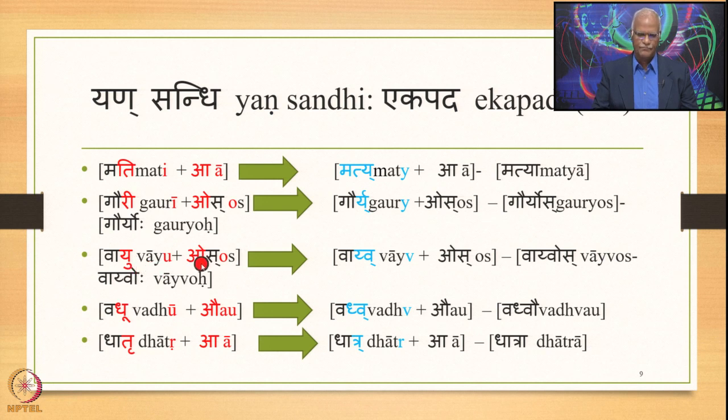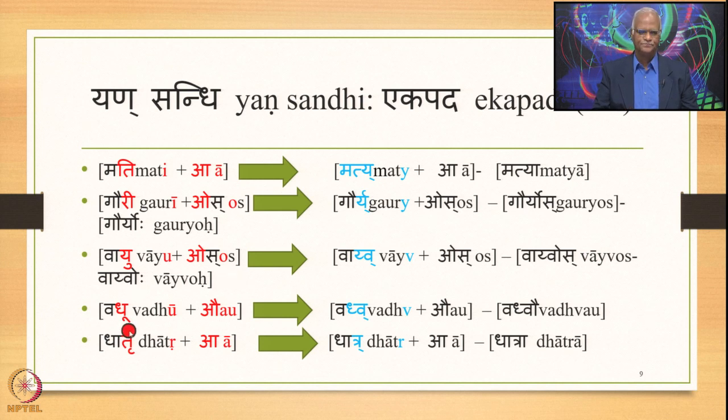So vayu plus os. In this, once again we have o immediately preceded by u. U is ik, o is ach. So 6177 applies, and then we get the output vaiv plus os, vaivos, and by further processing we get the form vaivoho, which is the shashti saptami dvivachana, genitive as well as locative dual, of the word vayu. Gauriyoho is also shashti saptami dvivachana of Gauri. So vayu plus os gives us this particular output. Vayu plus os is one pada. Similarly, we have vadhu plus au.